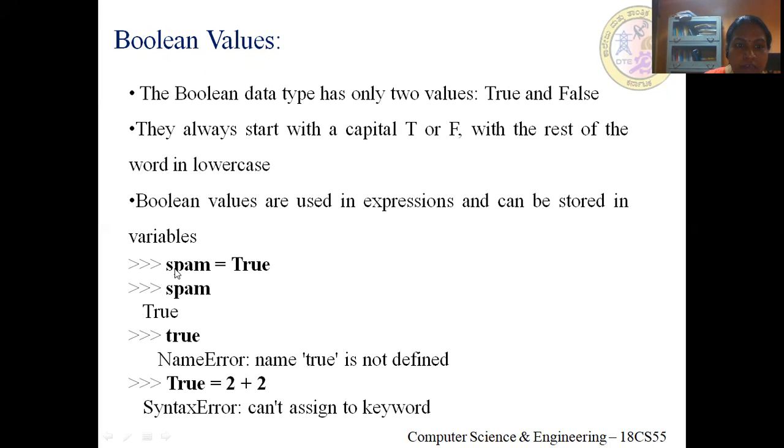For example, the variable name is spam. I'll be assigning it True. True is a Boolean value. Similar to how you assign an integer, float, and string, Boolean values can also be assigned to a variable. And when I try to print spam, it will print its content, that is True.